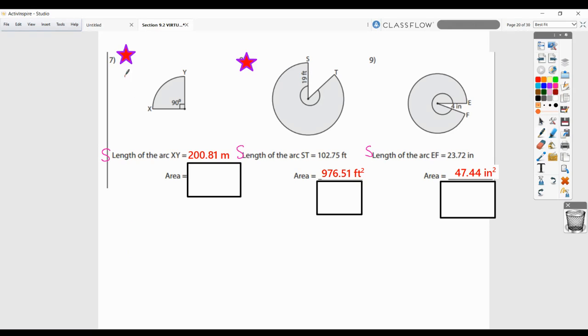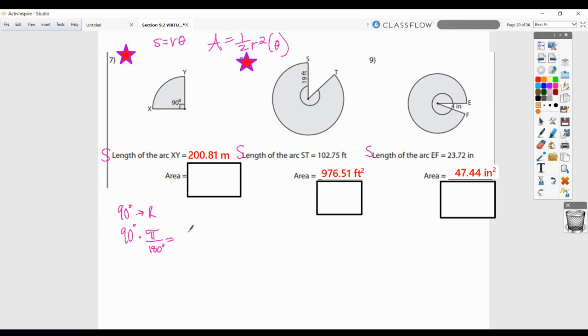So that means if I measured from here to here, it's 200.81 meters. Remember your two formulas: radius times theta. And then for your area, it's 1/2 the radius squared times theta. I'm noticing that my theta in here is in degrees. It's given to me, but it's in degrees. So the first thing I'm going to do is convert it to radians. So 90 times pi over 180. That's my conversion factor, remember.